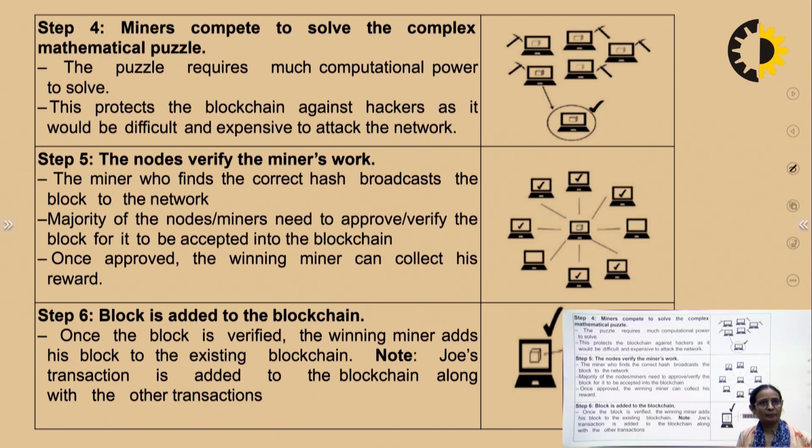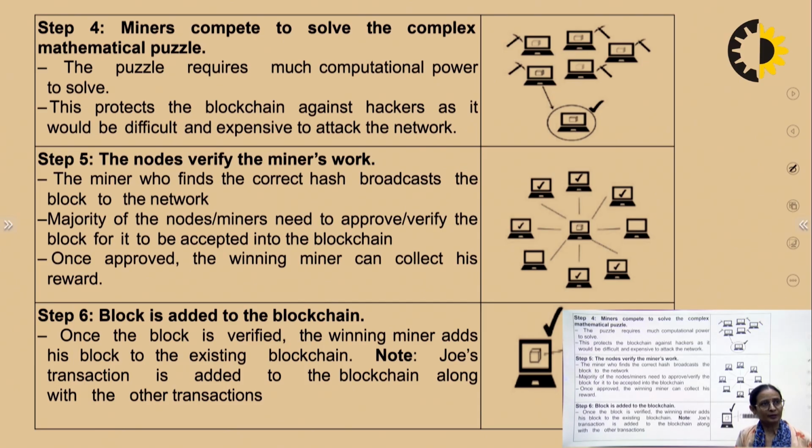Now that they have validated the transactions, the mining process starts. The miners will compete to solve a complex mathematical puzzle, that is, a consensus needs to be agreed upon. All the miners should come together and agree on something on the basis of which that particular block is added to the blockchain. This is what we call the consensus algorithm.